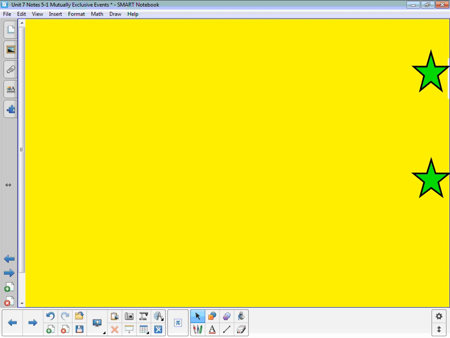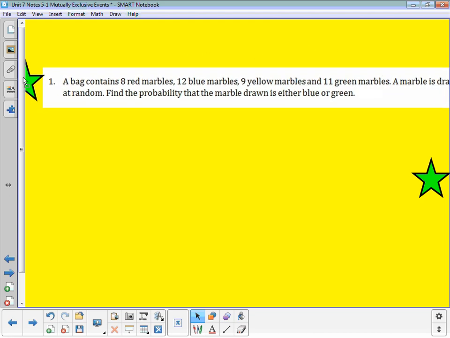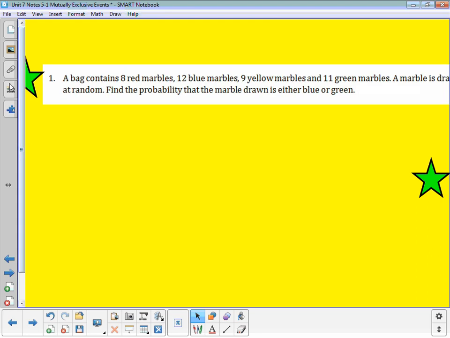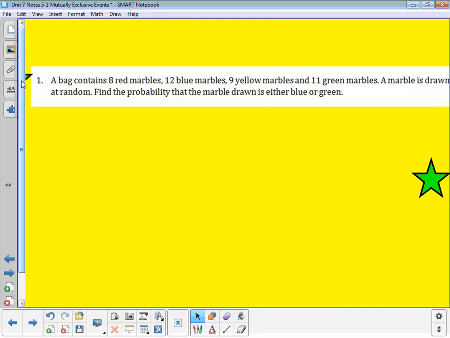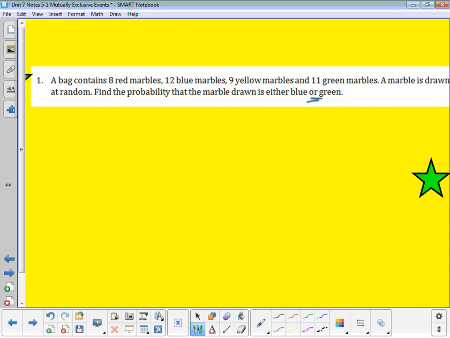It says a bag contains 8 red marbles, 12 blue marbles, 9 yellow marbles, and 11 green marbles. A marble is drawn at random. Find the probability that it is blue or green. So again, we're really focusing in on the fact that it says or right there. First let's figure out how many marbles we have. We have 8 plus 12 plus 9 plus 11. That gives us a total of 40 marbles.